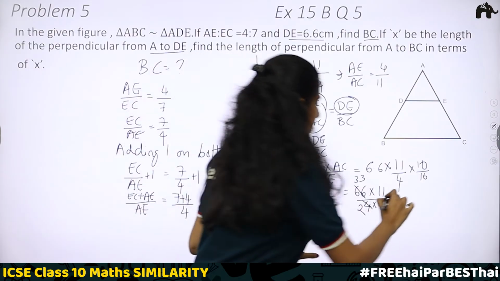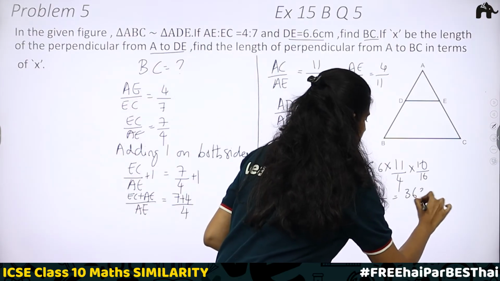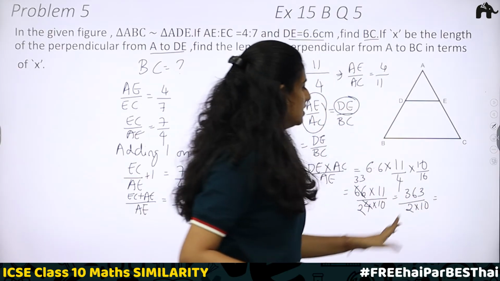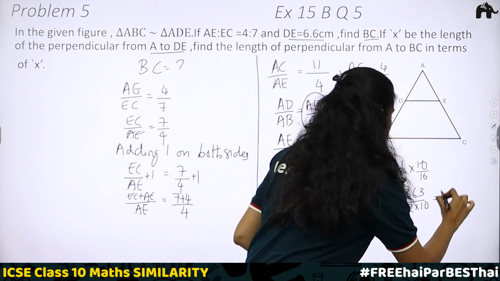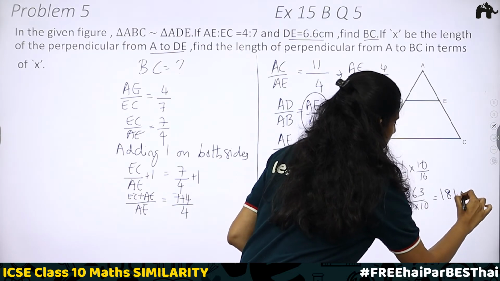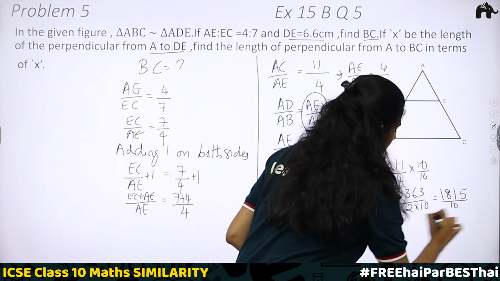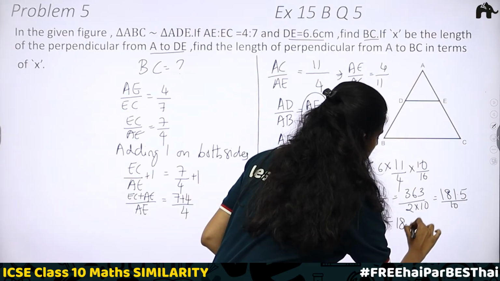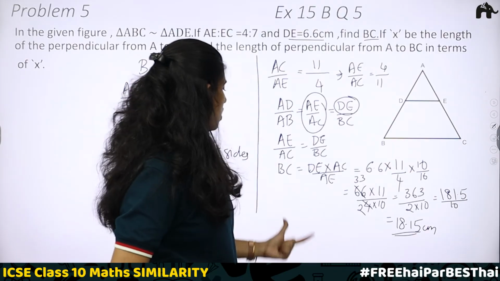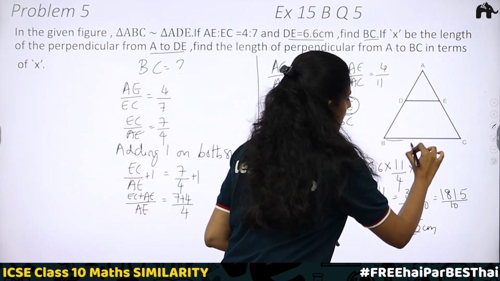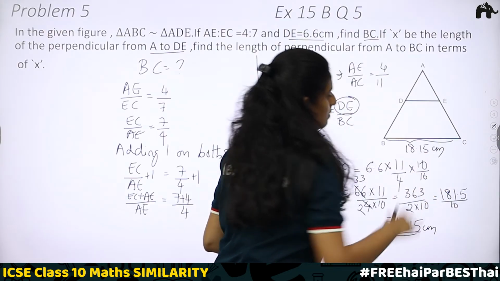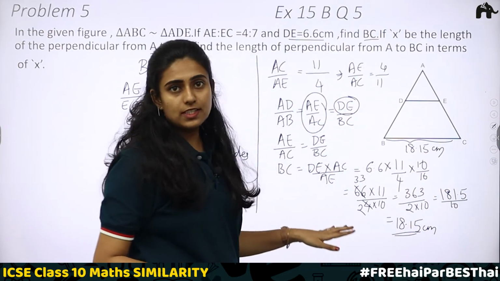33 into 11 we get 363 divided by 2 into 10. 363 divided by 2 we get 181.5, divided by 10, and that is equal to 18.15. So 18.15 is the length of BC. BC is equal to 18.15 centimeter. Okay, understood this?